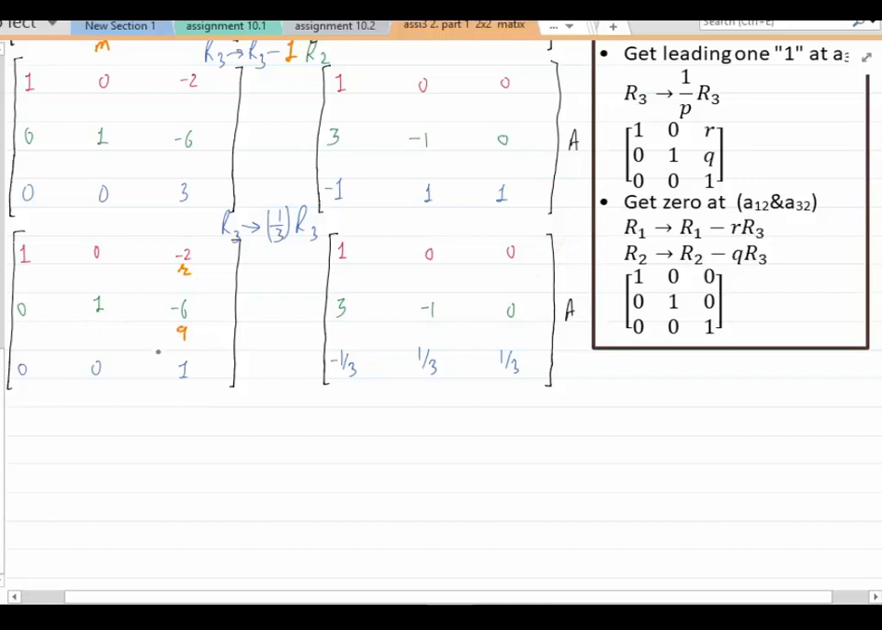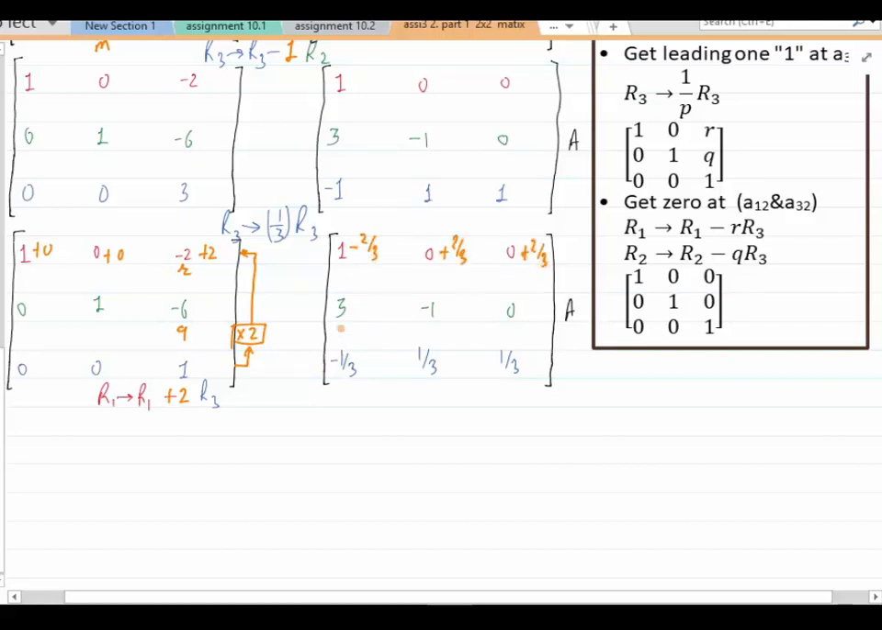Now it's time for the last step. So the first process of the last step is R1 gives R1 minus R, which is plus 2 R3, right? So here we have to multiply the third row by 2 and add into the first. So it will give us 0, 0 and plus 2. Same thing on the right side will give us minus 2 by 3, plus 2 by 3 and plus 2 by 3.